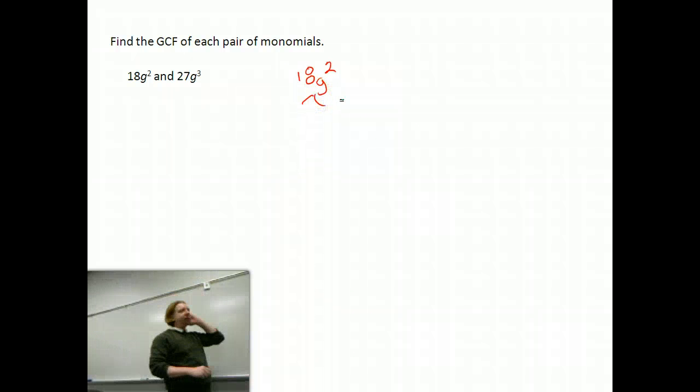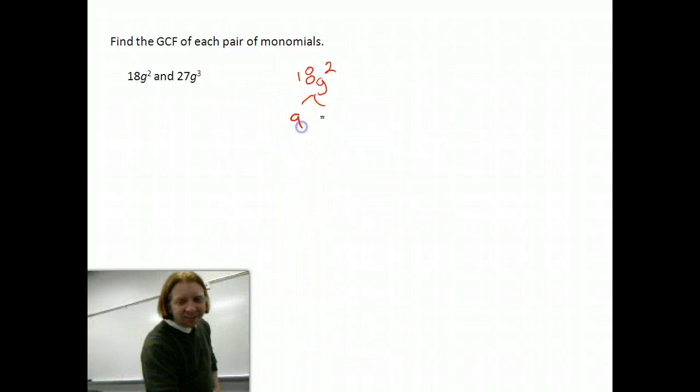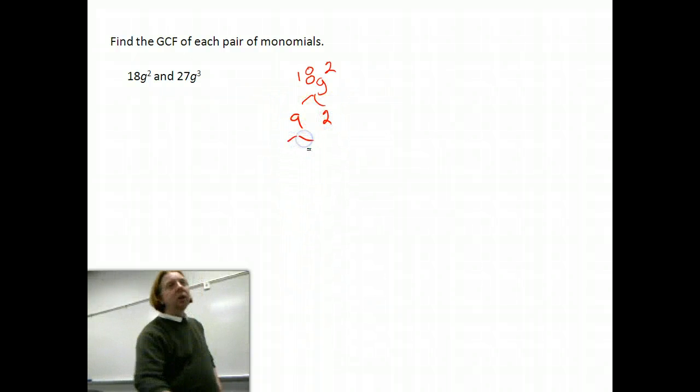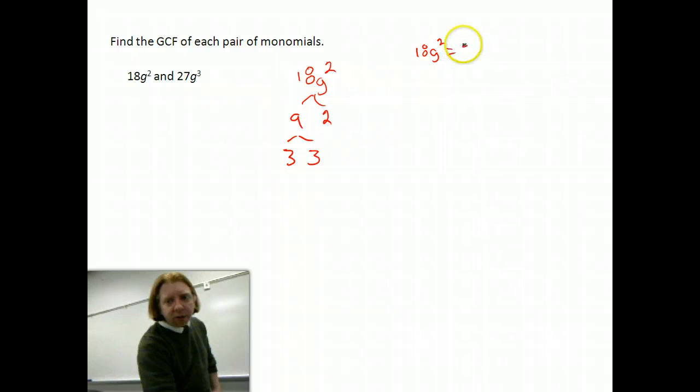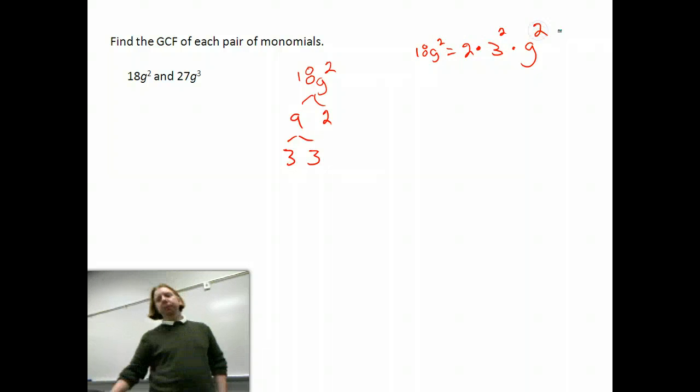Something I haven't heard from yet today. How do I get that 18? 9 times 2? Yeah, what she said. I could do 6 and 3. What happens when I break the 9 down, though? 3 and 3. So the big thing here to remember is no matter how you set this up initially, I'm going to write them over here, I think. 18g squared, you should still get 2 times 3 squared times g squared.